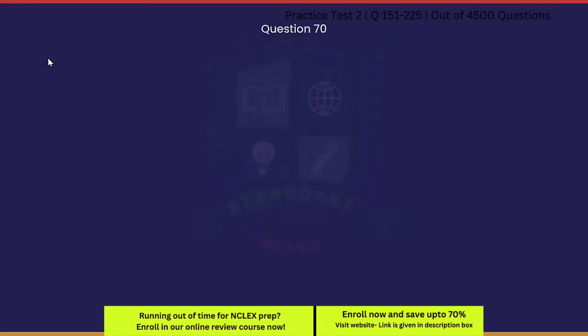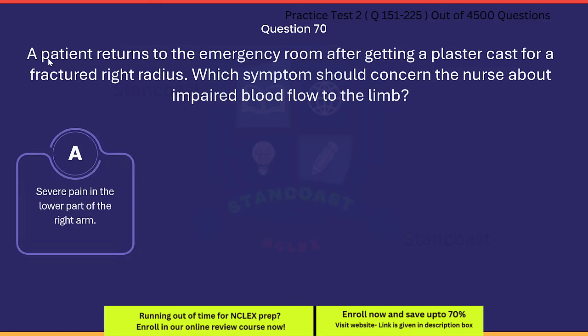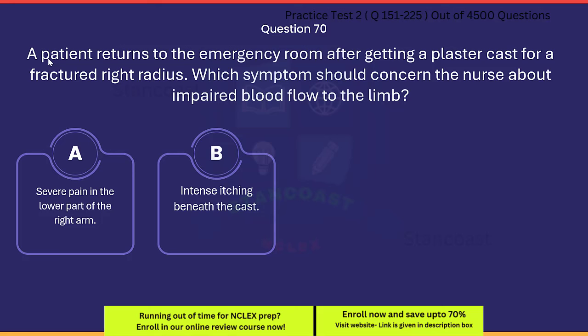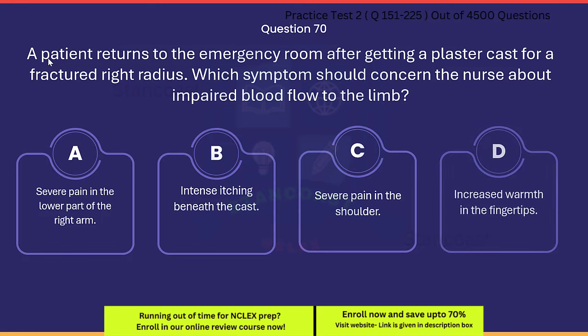All right. A patient returns to the emergency room after getting a plaster cast for a fractured right radius. Which symptoms should concern the nurse about impaired blood flow to the limb? A. Severe pain in the lower part of the right arm. B. Intense itching beneath the cast. C. Severe pain in the shoulder. D. Increased warmth in the fingertips. Think about signs of impaired blood flow.